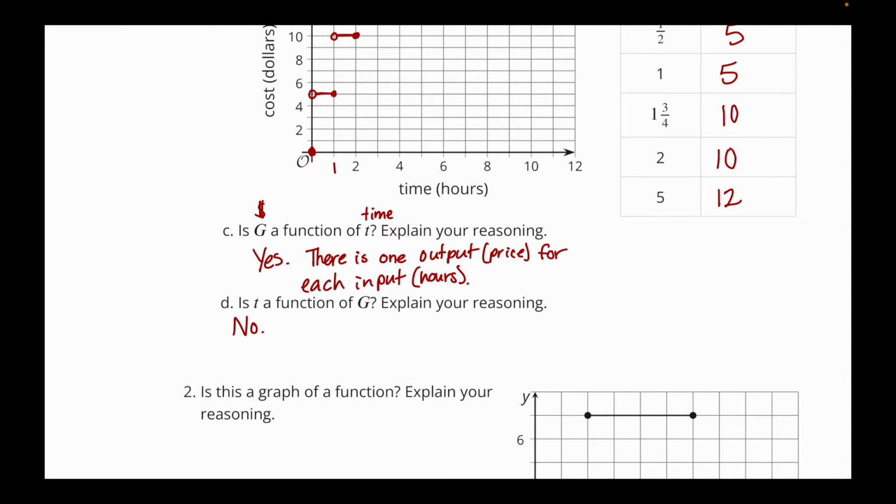We can say there are multiple possible parking times for each cost.